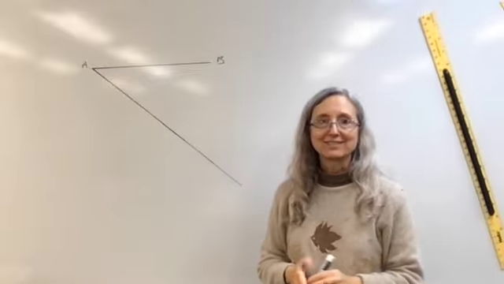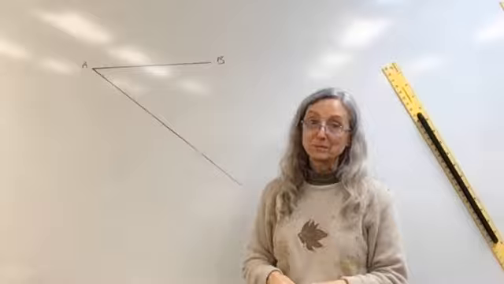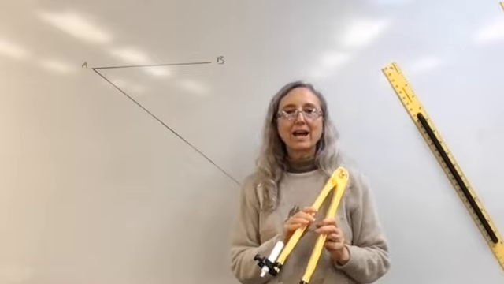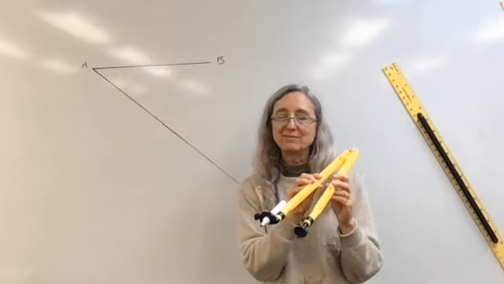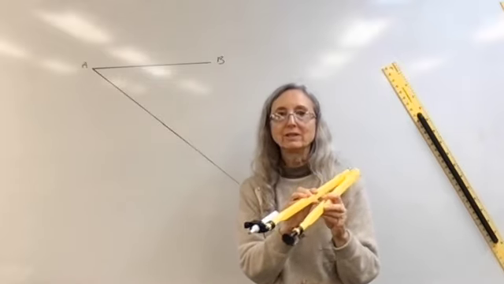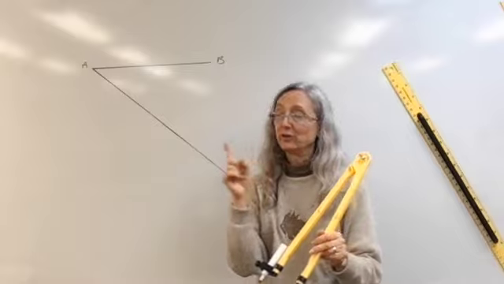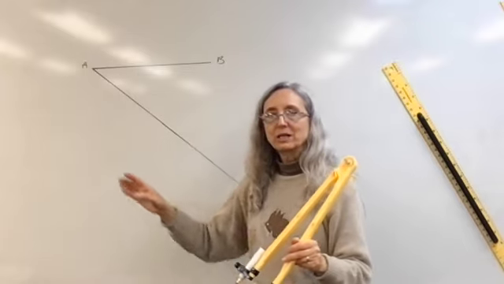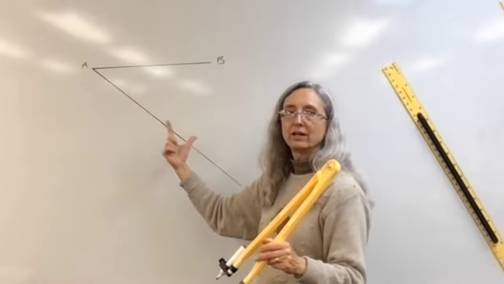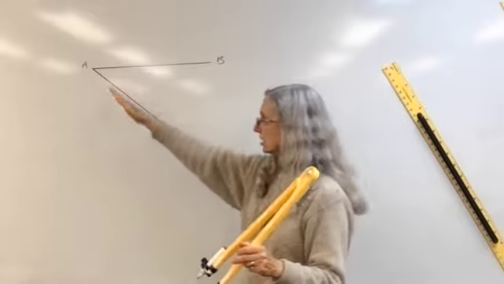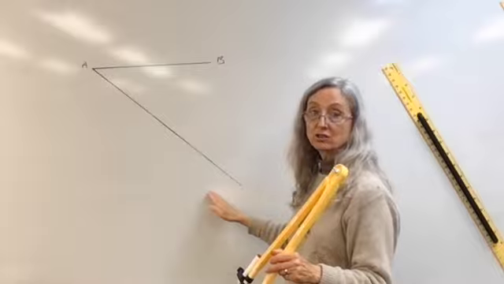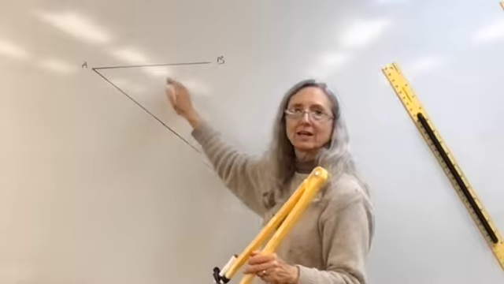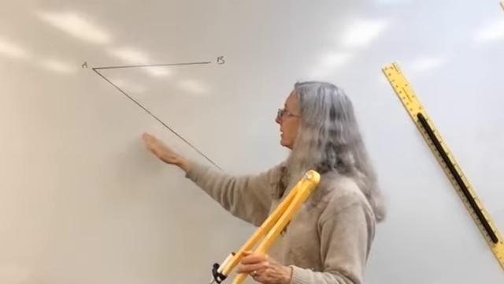So I've got that. Next, I'm going to take my compass. I've opened it to a particular opening, not a very big one, a rather small one, because remember I'm thinking 1/3 of this. Now I'm going to mark off 3 congruent lengths along this ray that I just constructed off of angle A. Not on the original AB, but off of this ray.